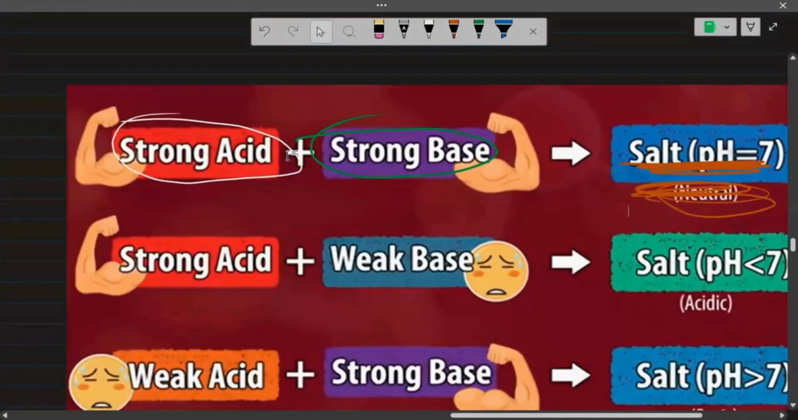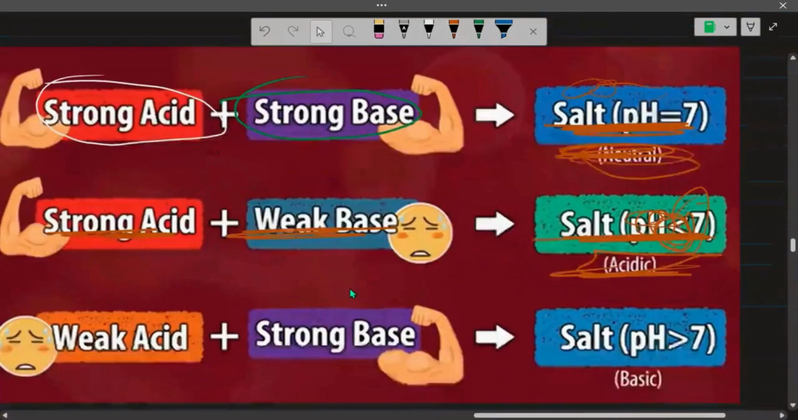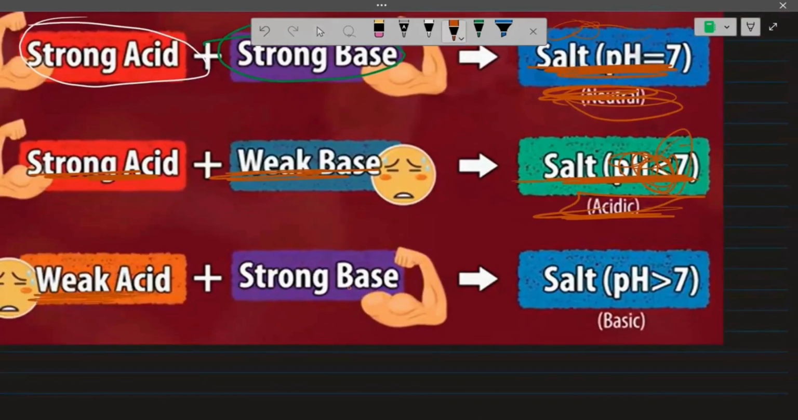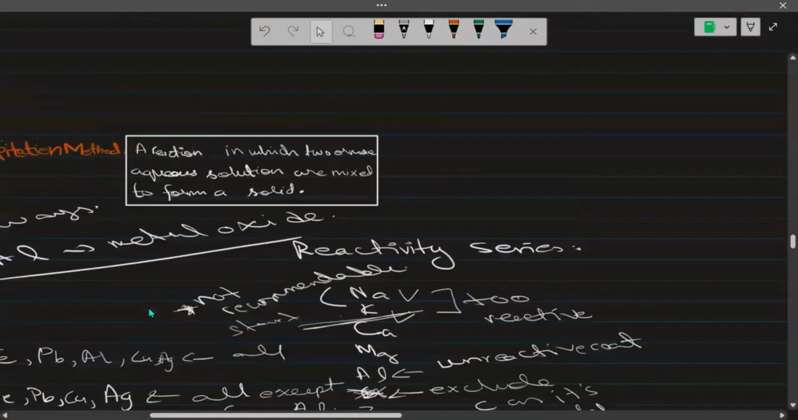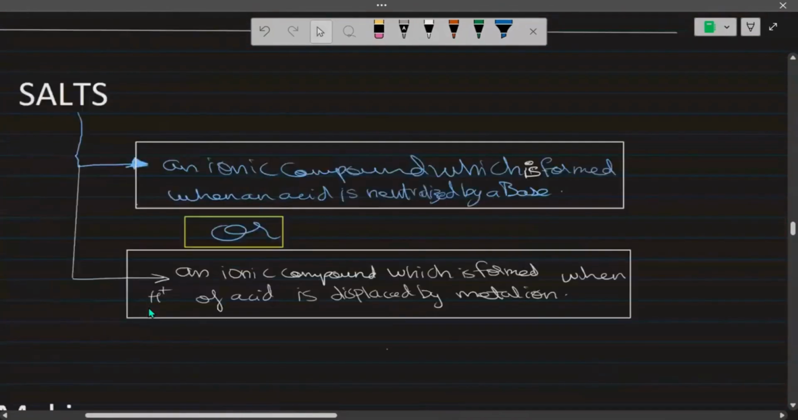Now, how is an acidic salt created? When a strong acid and a weak base react, an acidic salt is created, which has a pH, power of hydrogen, below 7, and the neutral one is equal to 7. And how is a basic salt created? When a weak acid reacts with a strong base, it forms a salt which is basic in nature, meaning higher pH than 7. Okay, so now we are done with the definition of salt and the pH of salt.